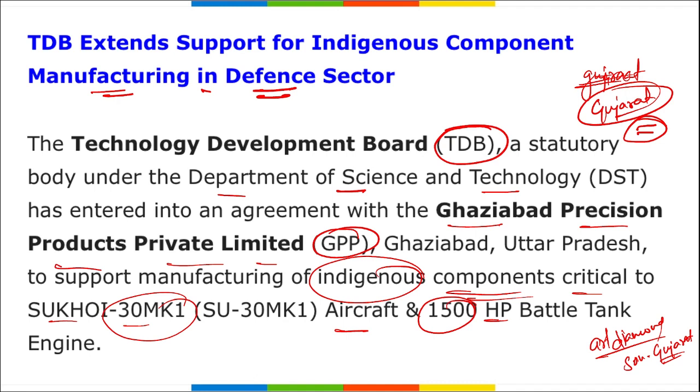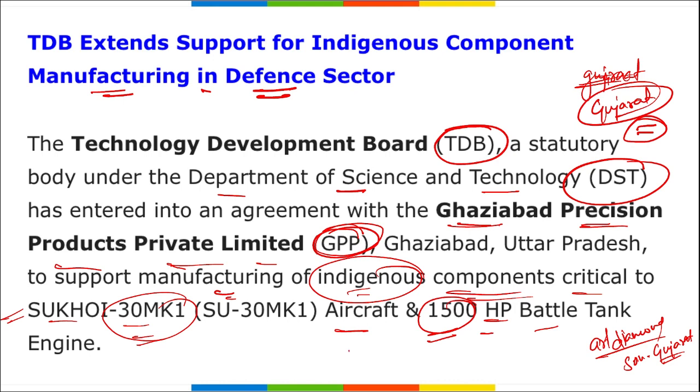I repeat, what does this news suggest? That TDB, the Technology Development Board, a statutory body that comes under the DST of the government, has recently signed an agreement with Ghaziabad Precision Products Private Limited. This is the organization with which TDB has come into an agreement to help the manufacturing of indigenous components of an aircraft and a tank. What was the aircraft? Sukhoi 30 Mark 1. And what is the name of the tank? 1500 HP battle tank. Highly important.